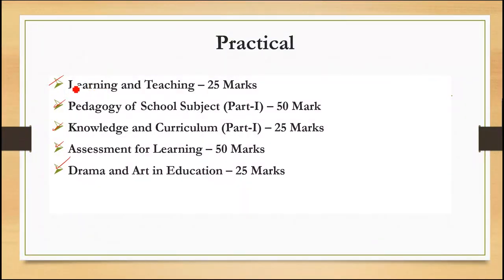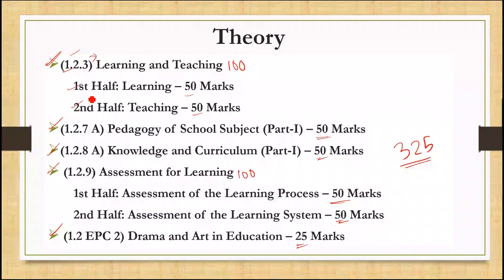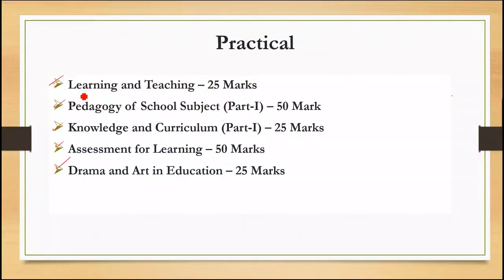What it means is, when it comes to theory, when you write the exam for this course, Learning and Teaching, you will have to write 2 separate papers, as learning will be first half paper and second half paper is going to be your teaching for 50 marks and 50 marks each. Whereas when it comes to practical, Learning and Teaching will be taken as 1 subject together without any divisions, and it will be of total 25 marks. So I hope it's clear.